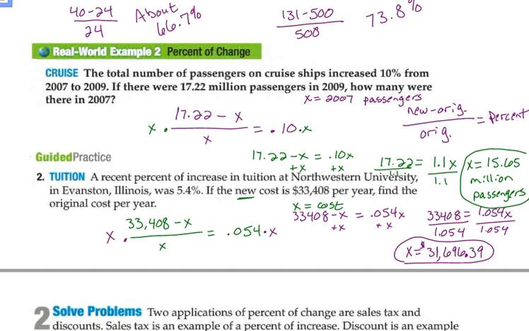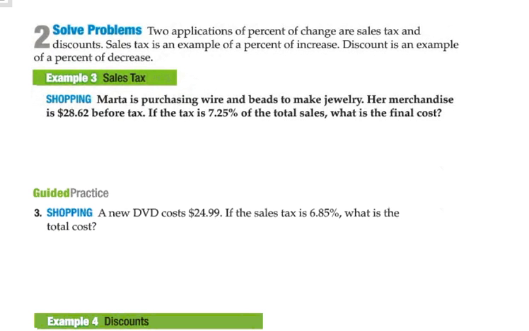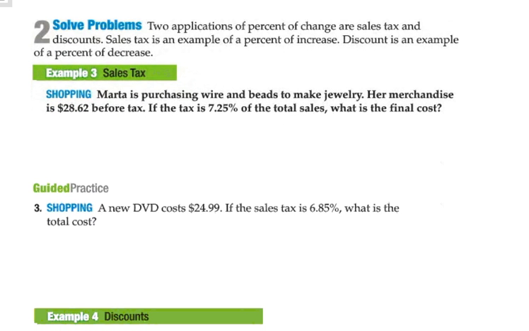Okay, same concept as last time. Again, we knew the new, we didn't know our original. On this one, be careful that we move that decimal place 2 to the left. So our percent change written as a decimal is actually 0.054. Okay, so we should have had a grand total of $31,696.39 for the original cost per year. Okay, so there's percent of change. Now let's go ahead and look at that sales tax using our nice new formula.